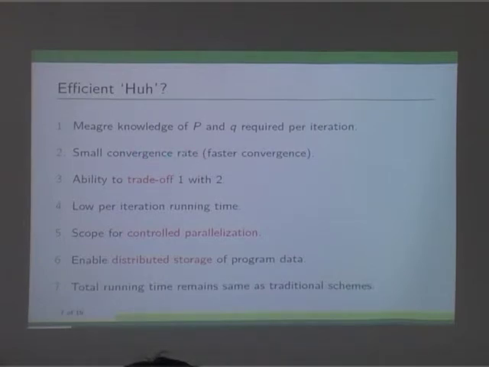Small convergence rate means faster convergence. And the last, the third point, is the ability to trade off 1 with 2. Tomorrow, suppose you have access to more main memory, you should be able to speed up your algorithm. But let's say after a couple of days you are running short of main memory, you should be able to reduce your main memory requirements and still be able to run the algorithm.